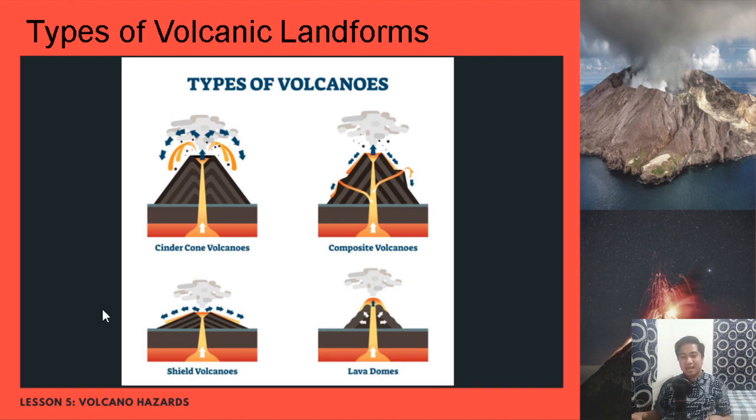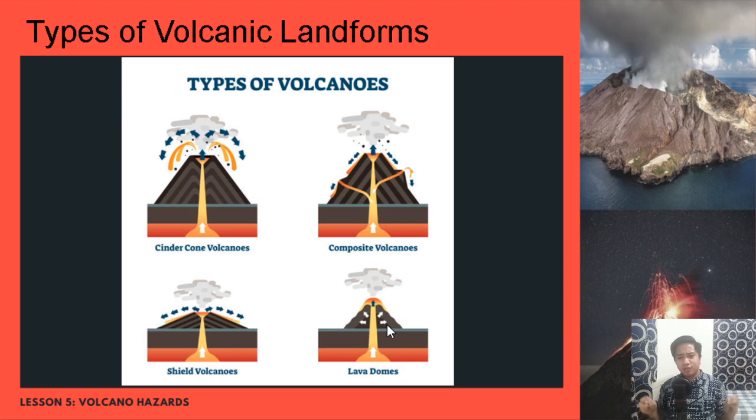Next, we have your shield volcano. Always remember that when we talk about shield volcanoes, usually it is flat. Friends, it's flat. So, shield volcanoes are shaped like a bowl or shield in the middle with long, gentle slopes made by your lava flows. Okay? And lastly, we also have your lava domes.